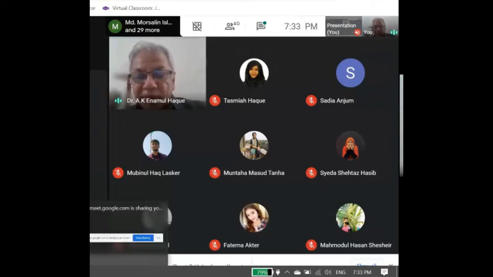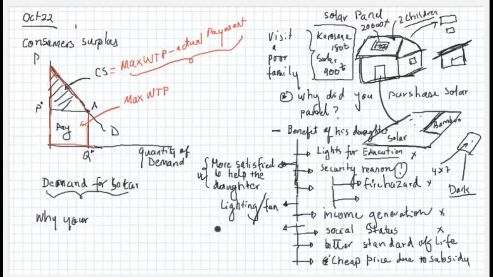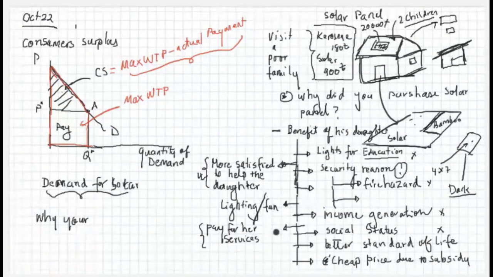I'm not disagreeing with it. So that is income generation, right? Technically, that is income generation. But he actually said this, and the reason is that he is paying for her services. The very simple reason: this girl looks after me. I cannot do much because I'm very old. But this is the girl who is taking care of me. So I thought that I should do something for my daughter.